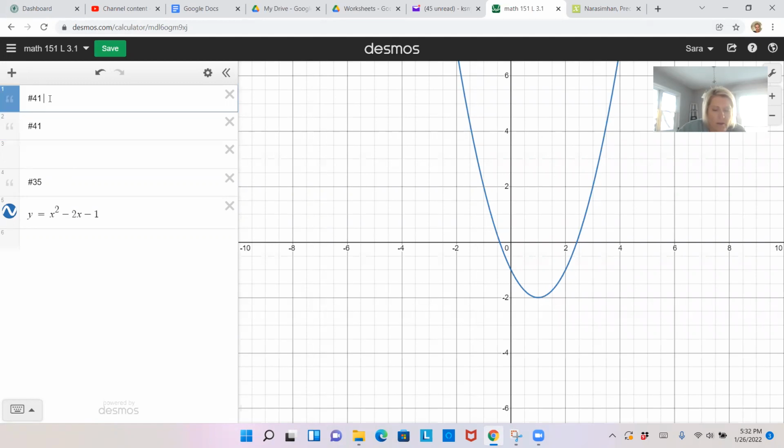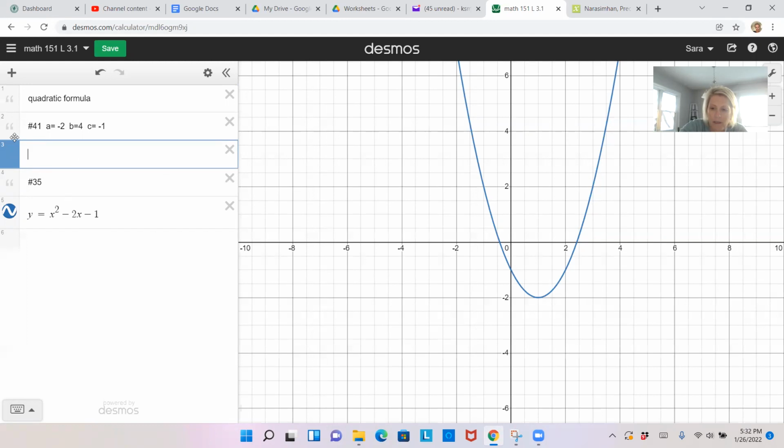Up here, I'm just going to do the quadratic formula. Okay, so number 41, let's just write here in our note that a equals negative 2, just to remind ourselves, b equals 4, and c equals negative 1. Okay, and so I'm going to do it once for the plus and once for the minus.